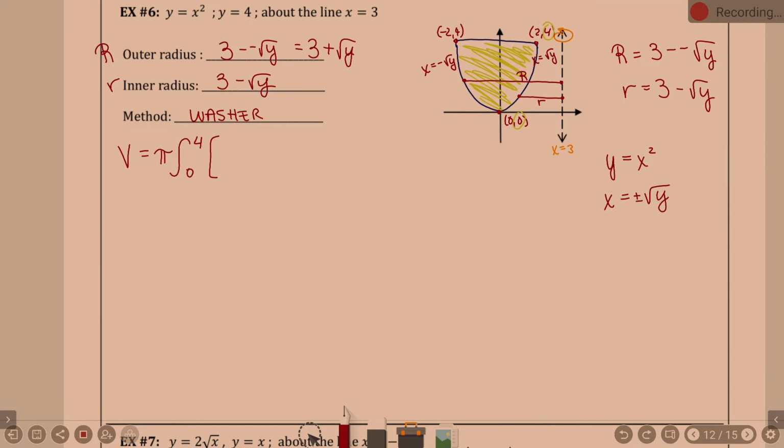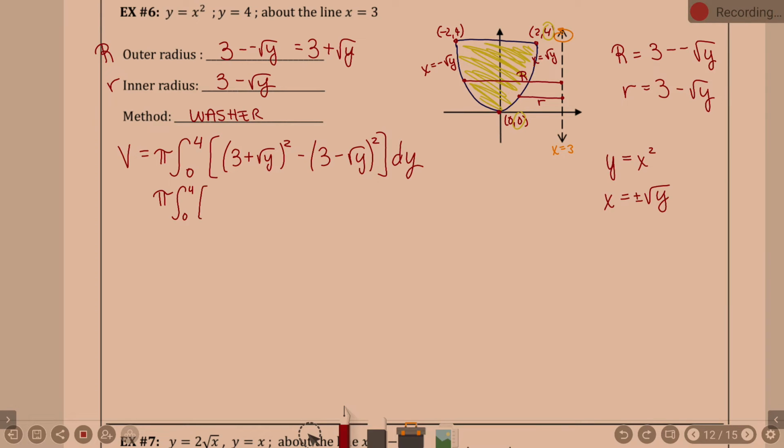Big R squared, so (3 plus square root of y) quantity squared, minus little r squared, (3 minus square root of y) quantity squared, times dy. And no calculator symbol. So let's do some math. Pi times the integral from 0 to 4. What do I need to do with these?